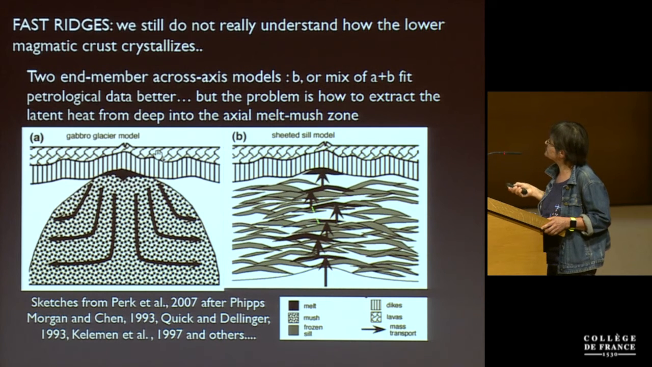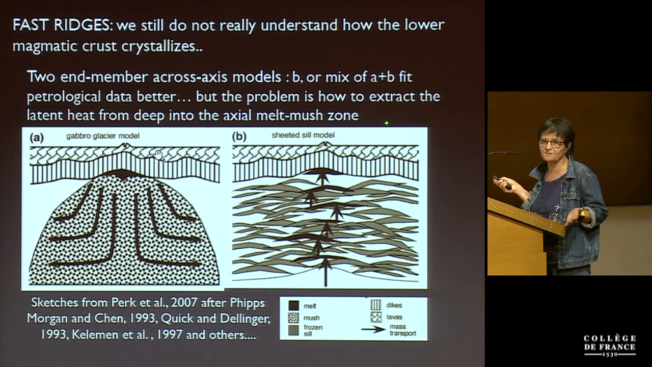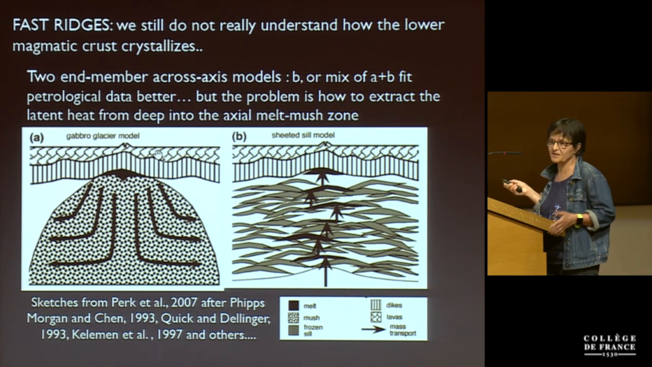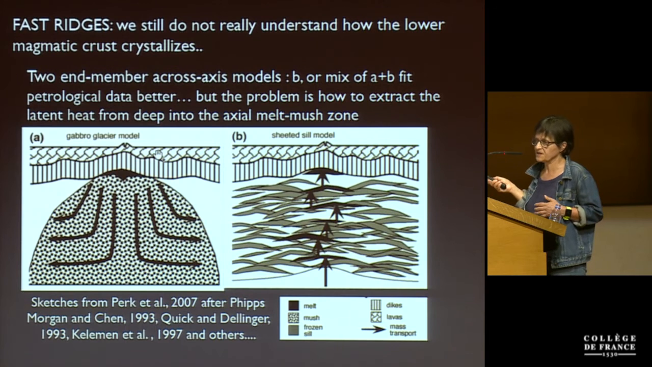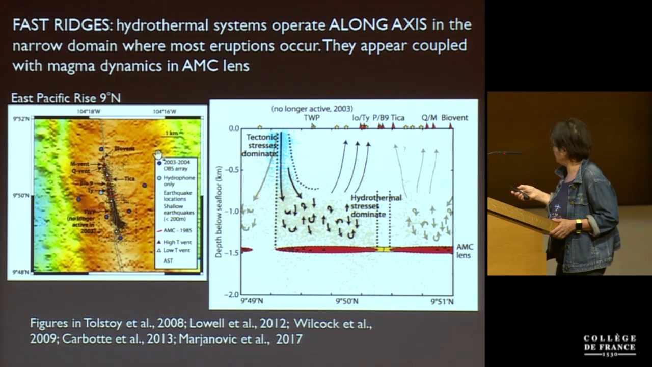And the big problem in this one is how do you extract the latent heat of crystallization from deep into the thing? And so even models that have been developed by petrological studies of the few samples of gabbros from fast-spreading ridges tend to favor B or A plus B, but there is really this question of how you get the heat out. And I'm just showing here something that I think could be related.